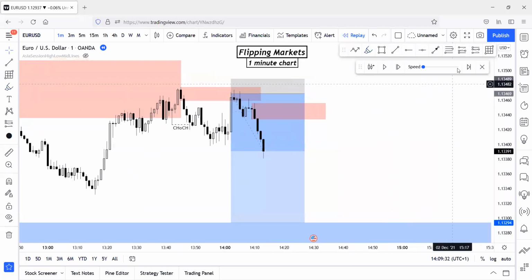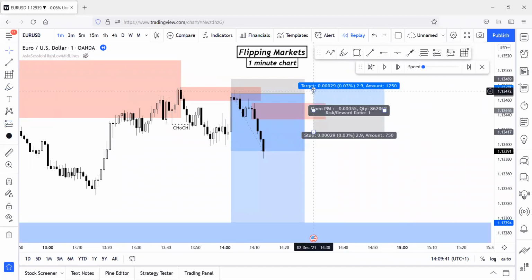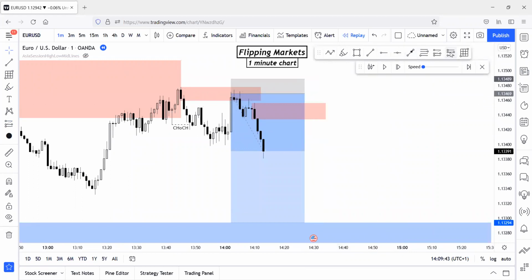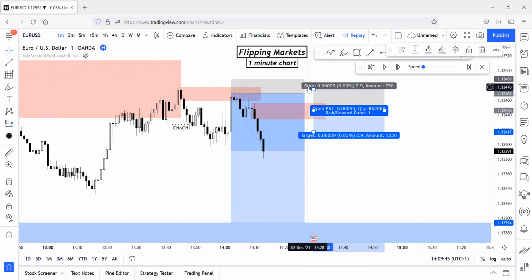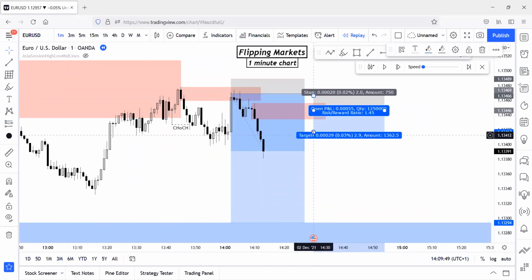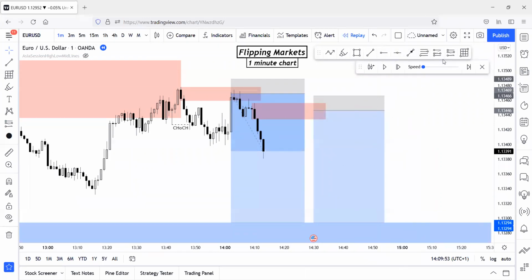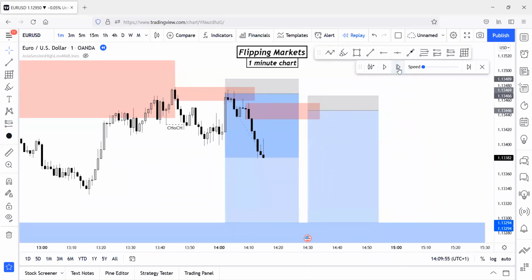So I could set another limit. Sorry, just removing this. So I could set another limit here on the 50% of this candle. Not a long limit, sorry, short limit. With a 2-point stop loss again and targeting the same zone. Okay, let's play price forward.